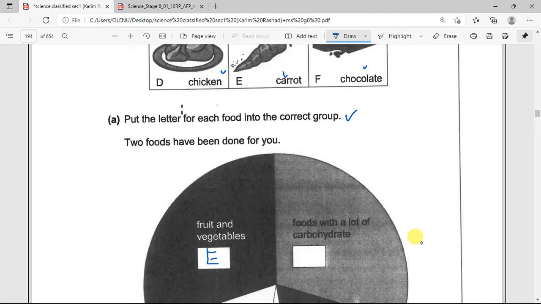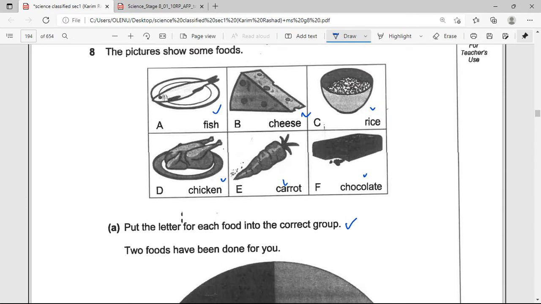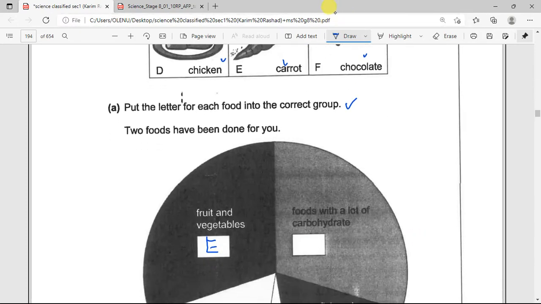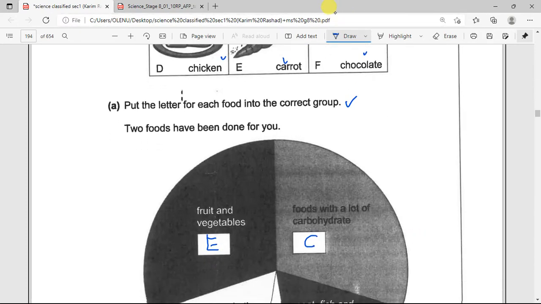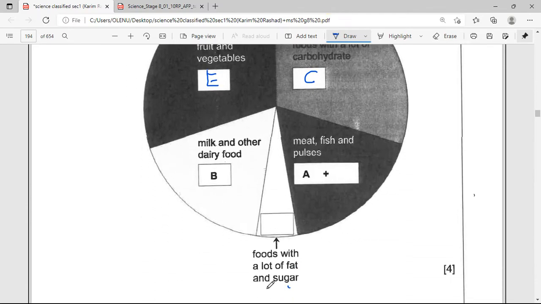Then foods with a lot of carbohydrates. The food with a lot of carbohydrate in this diagram should be rice. So you just go down, and rice is found in the box with the letter C.